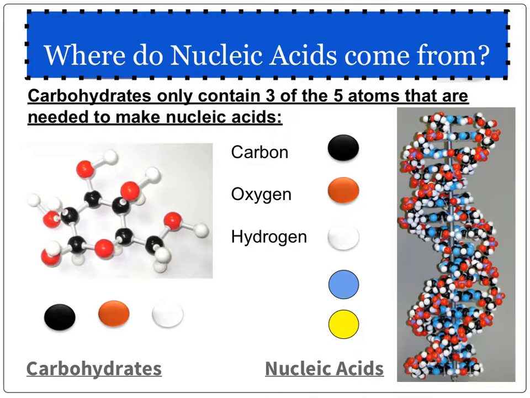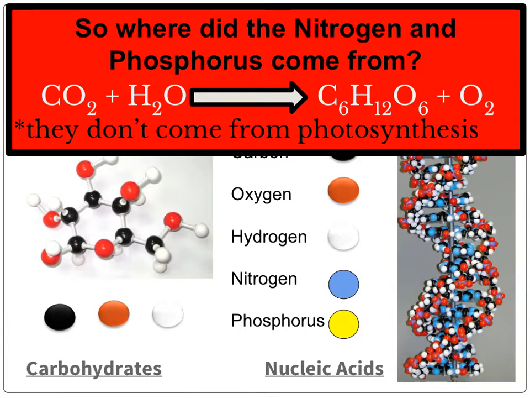Photosynthesis was able to add 3 of the 5 atoms needed to make a nucleic acid. But we additionally have nitrogen and phosphorus now. So the question is, where did the nitrogen and phosphorus come from? If they don't come from photosynthesis, and they are necessary in order to construct a nucleic acid, where are these new atoms coming from in order to build a nucleic acid?